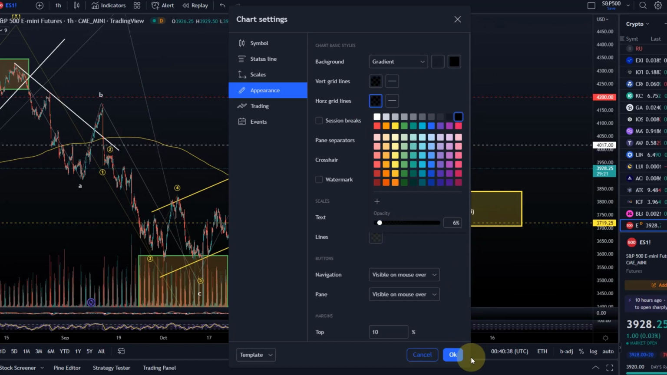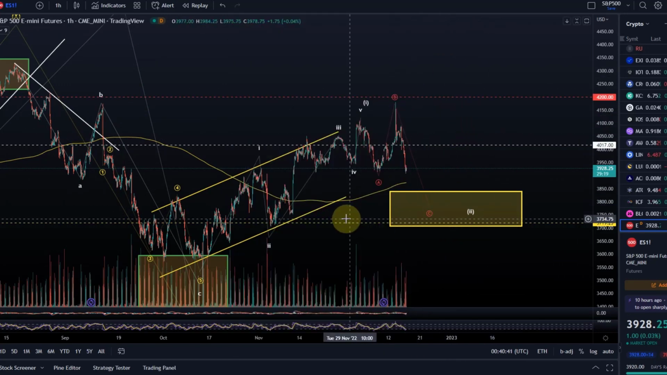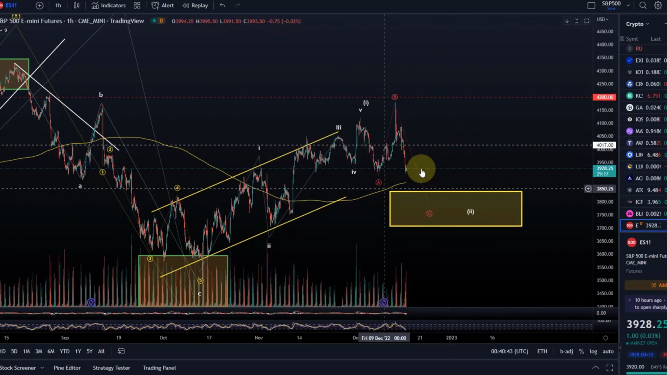By the way, I'm going to change all these charts to the black background. I believe it looks better. Yeah, and it's a bit clearer.